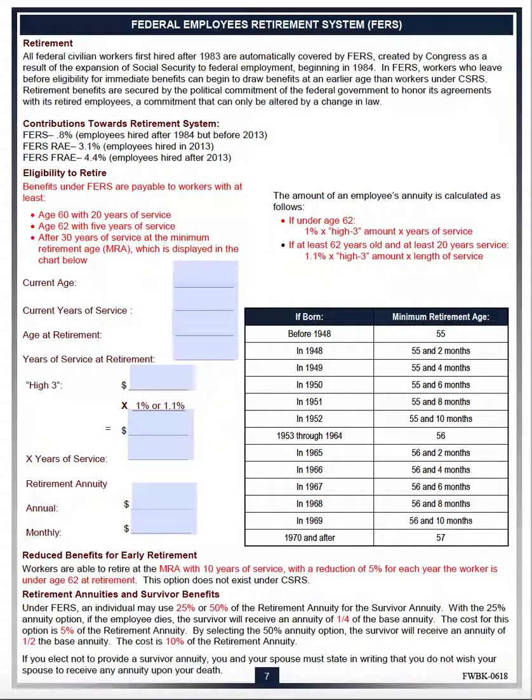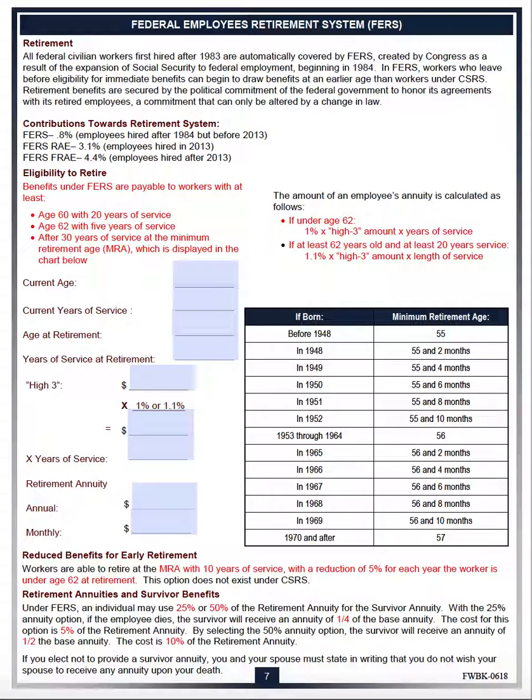The FERS system, again, red things are important, talking about retirement requirements as well as the factors used in the calculation. Just above the retirement requirements, we're talking about contributions to the retirement system for employees depending on their date of hire. So traditional FERS employees, 0.8%, FERS-RAE, which stands for Revised Annuity Employees, 3.1%, and FRAE, or Further Revised Annuity Employees, 4.4%.